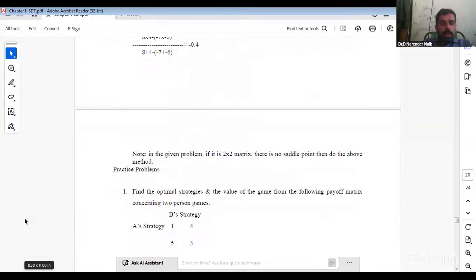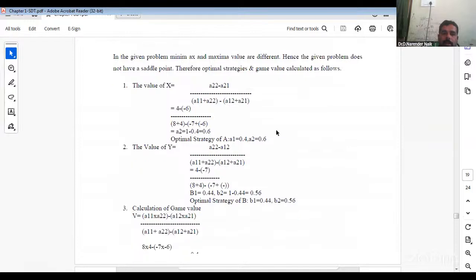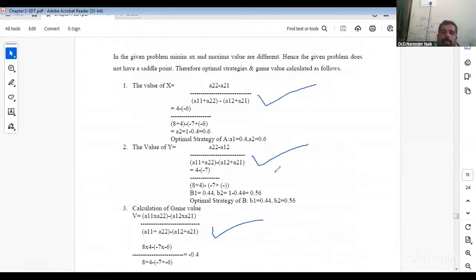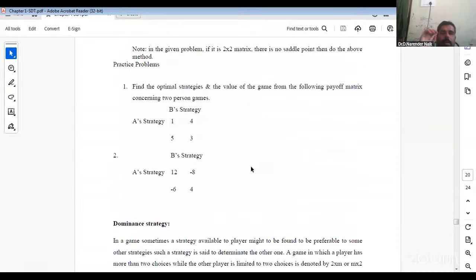So here only two rows and two columns are there. Two rows and two columns are given. Then what we have to do? Simply we have to check whether saddle point is existed or not. If saddle point is existed, the problem is ended. If saddle point is not existed, simply we have to apply the value of x, value of y, and the value of v. These three principles we need to apply. Okay. After the application of these three principles, the next step is to find the optimal strategies.